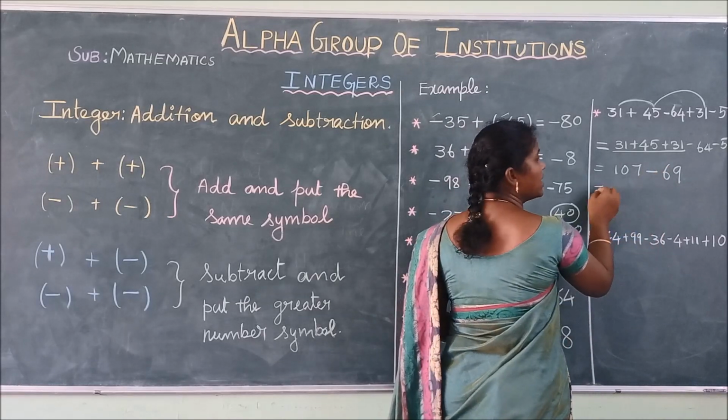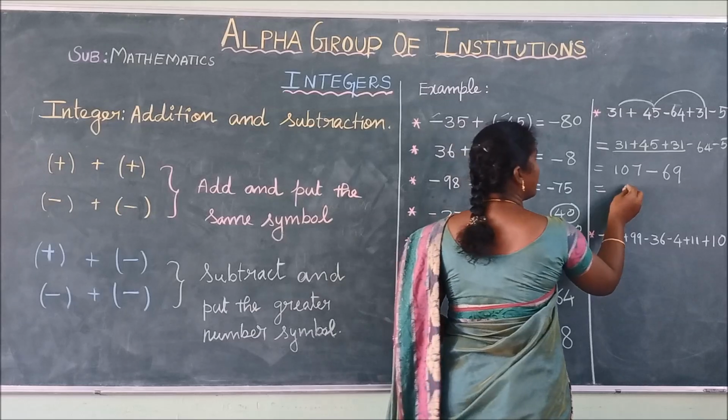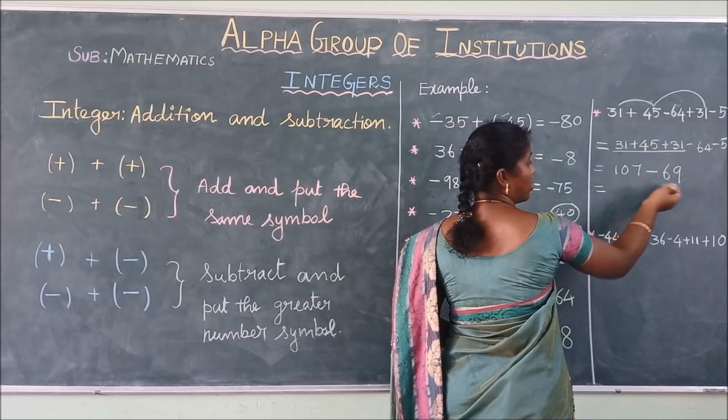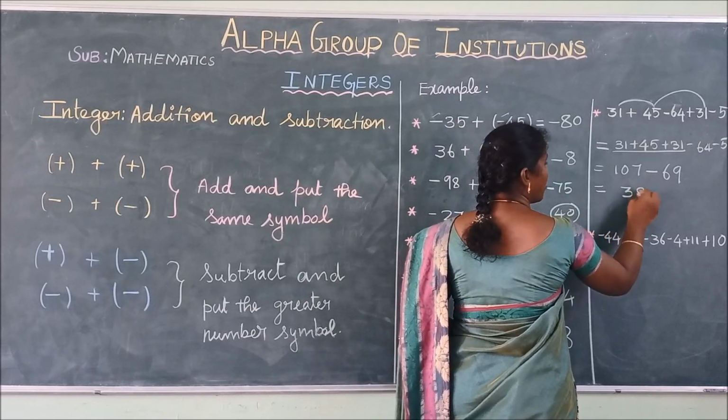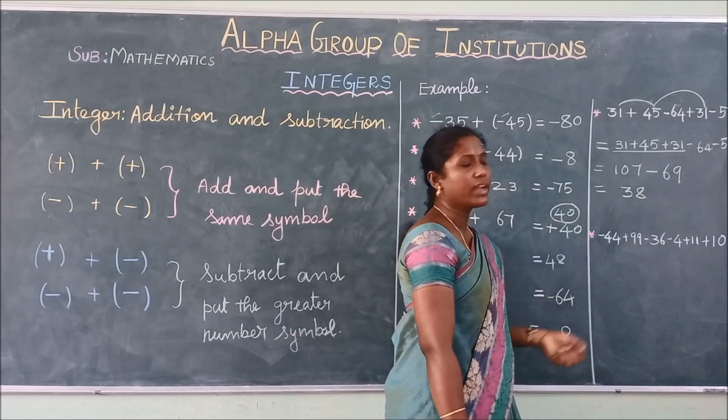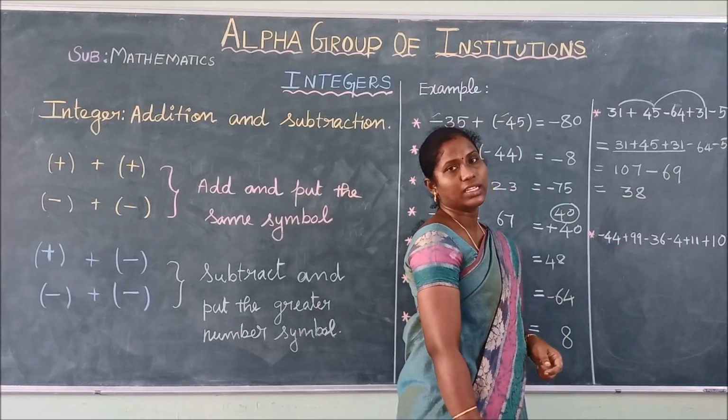So 107 minus 69. If I subtract this, we will be getting, which is the greater number? 107. So the answer will be positive. I have to subtract, and the answer is 38.